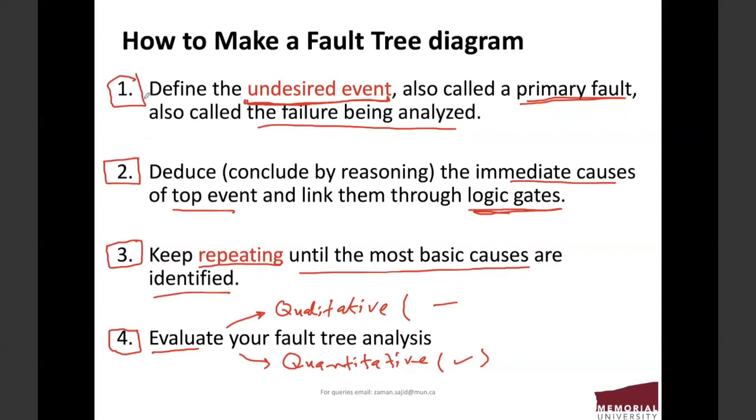So one more time, the first step is you need to define your undesired event. The second step is you need to provide some logical reasoning and connect them through logic gates. The third is you keep repeating until you reach the most basic causes. The most basic causes cannot be further divided. That's what will indicate you have to stop your fault tree. And the last step is you evaluate your fault tree analysis.